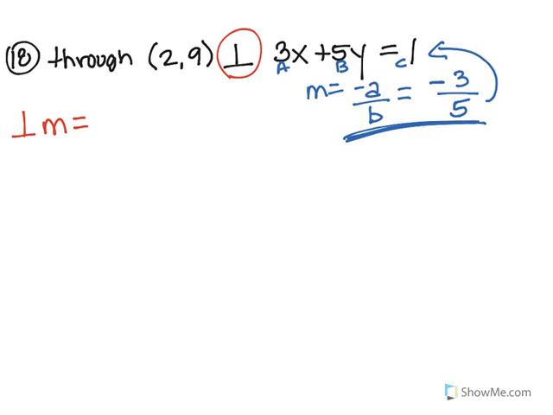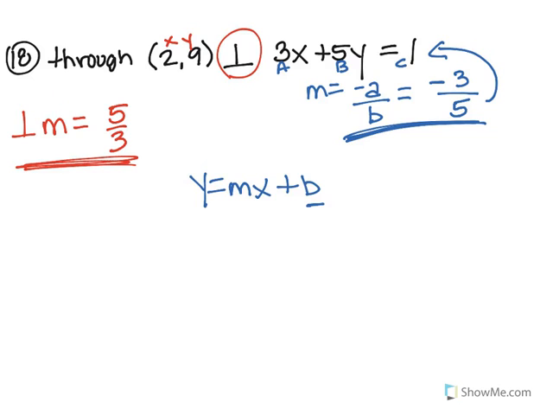So if it's negative, you're going to have a positive. If that's 3 over 5, you're going to use 5 over 3. This is the slope that you would use, okay? Now, once you have the slope and we've got a point, we're going to use slope-intercept form, y equals mx plus b, to find our b so we can write this equation.